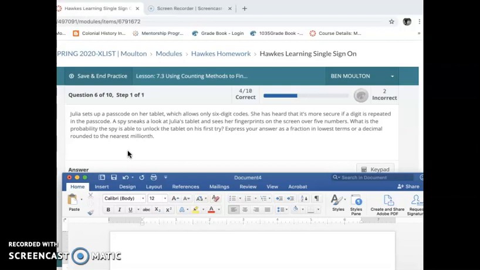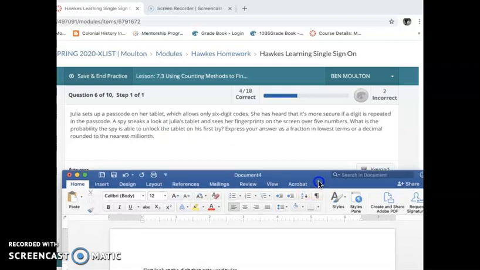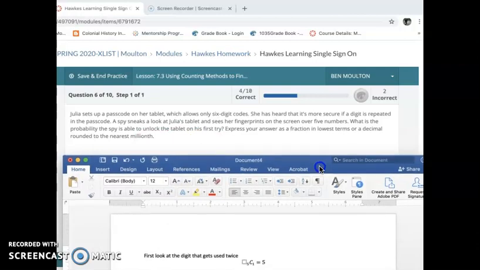with the whole date of birth thing, which you probably don't remember. That's okay. So what we'll do here is we'll first look at the digit that gets used twice. Now, 5 numbers are available, and one of them gets used twice, so 5 choose 1. We'll get 5 out of that. All right, so that's established.